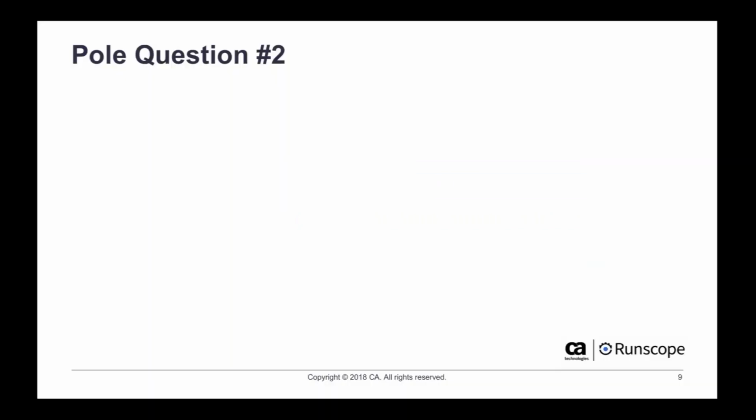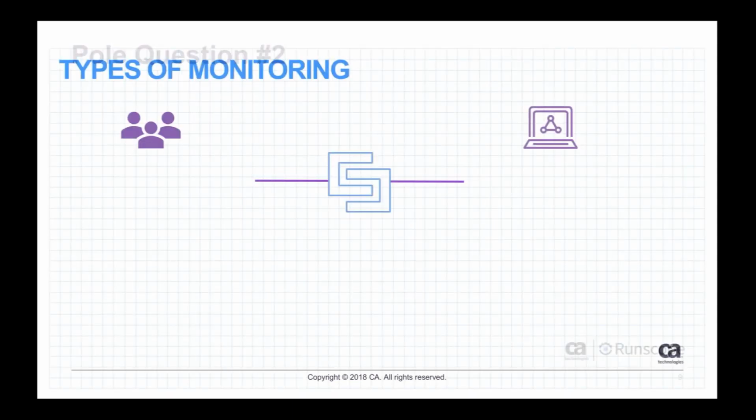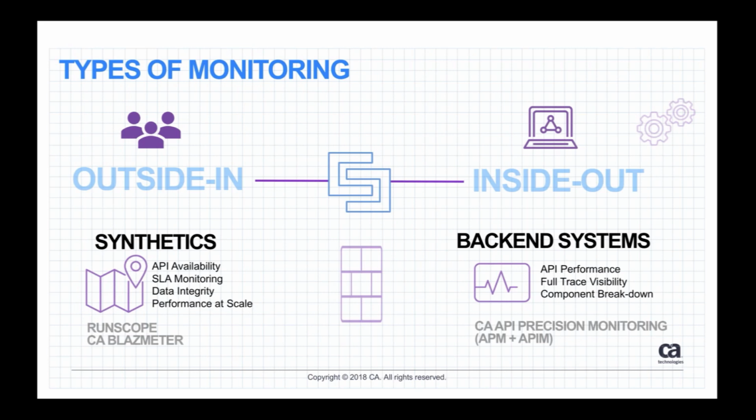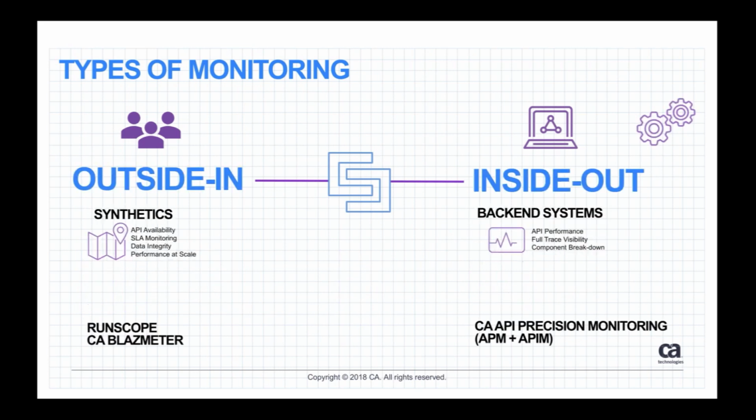And I promise I only have one more slide after this. I'd like to talk about the types of monitoring in two key buckets. We just talked about APM, and we talked about API monitoring. I think of the two different aspects of monitoring as outside-in monitoring and inside-out monitoring.